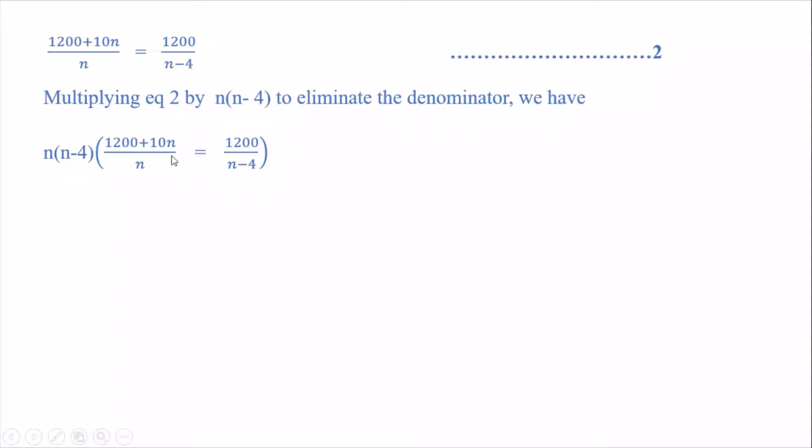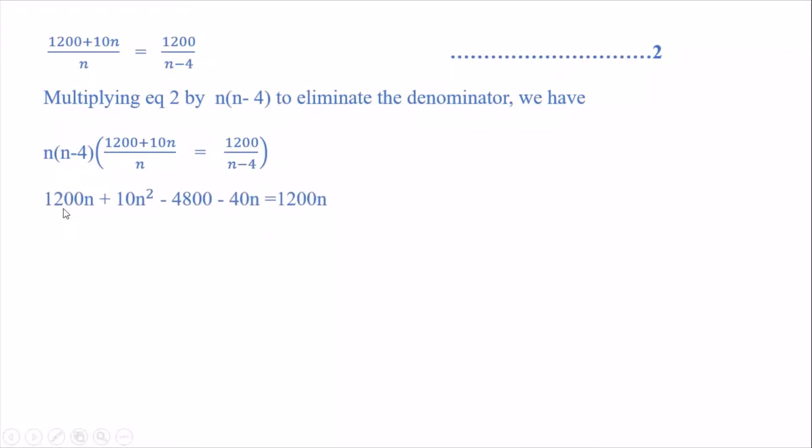Therefore, on the left-hand side of this bracket, the n gets cancelled out, so the product becomes (n minus 4) times (1,200 plus 10n). On the right-hand side, n minus 4 gets cancelled out by n minus 4, and we are left with n times 1,200. This is the relation according to the multiplication result.